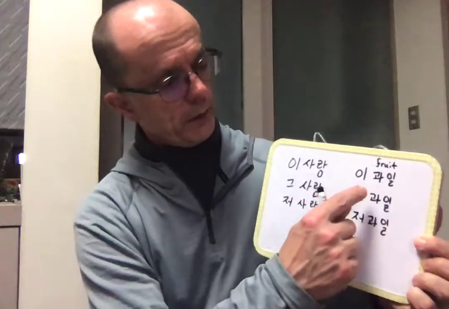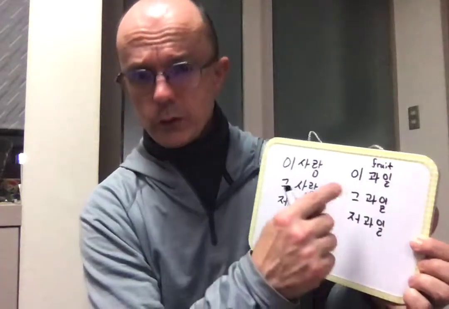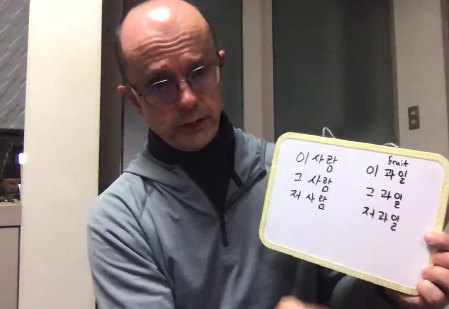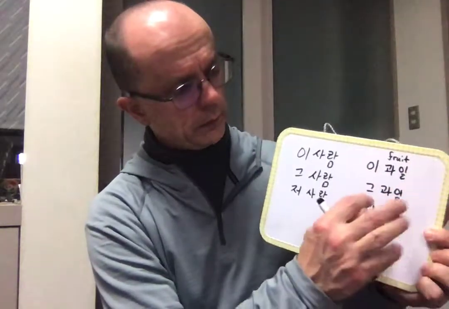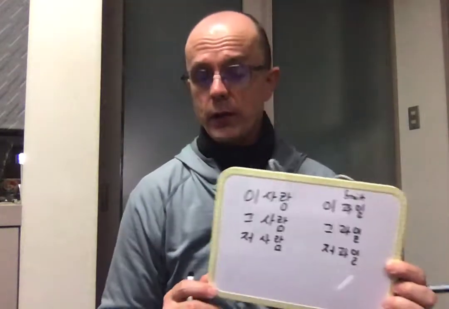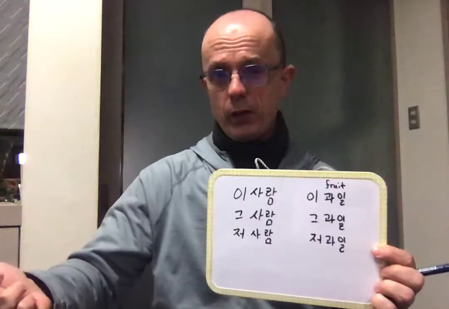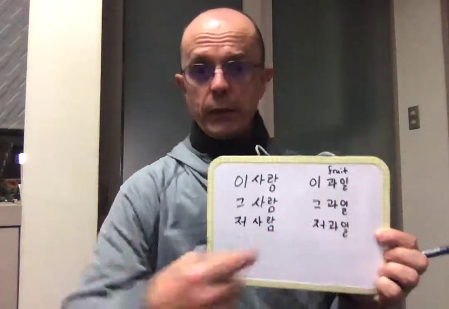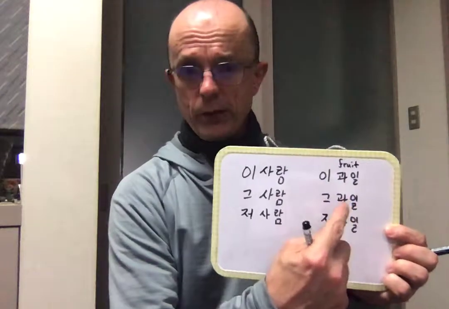Okay, so we can also use this with fruit. Don't think we've done fruit in general before, right? So 과일, 과일 means fruit. So 이 과일, 그 과일, and 저 과일. So notice that fruit is a plural, right? So it's kind of a collective now. But there's no difference, right?